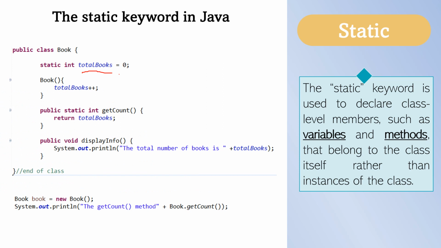Okay, let's take a look at this one. Book is equals to new Book. Now, if I am going to access the getCount method, since it is static, I will be referring to the class itself. Now, can I access the totalBooks? I can access that variable using Book with a capital B, Book dot totalBooks.